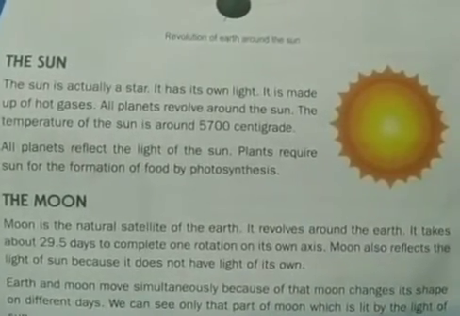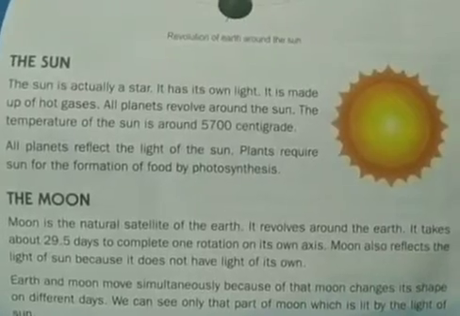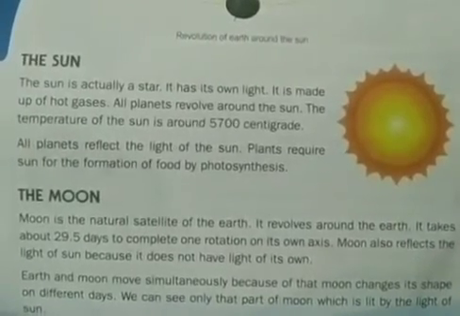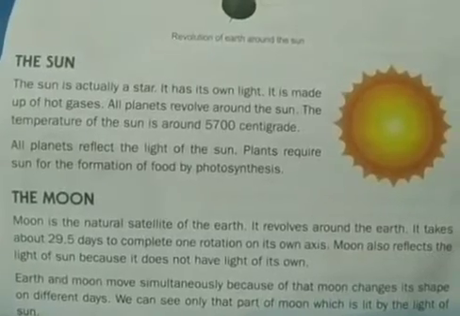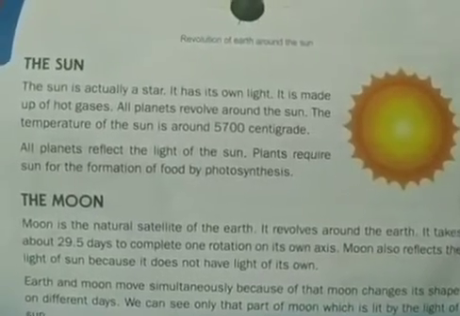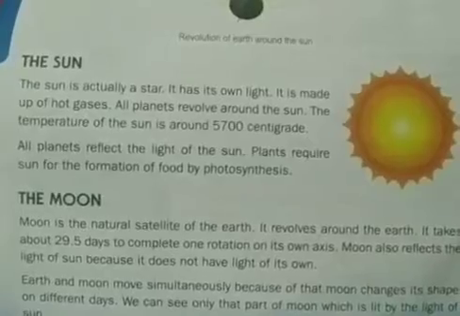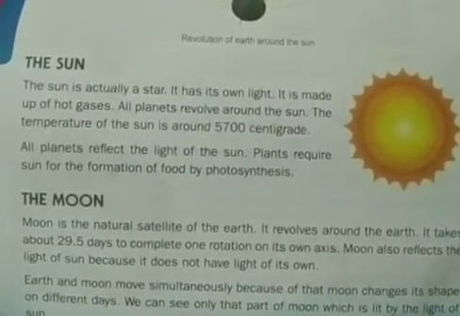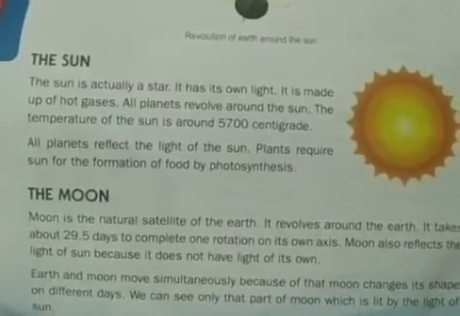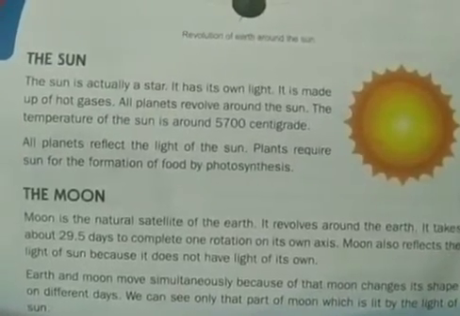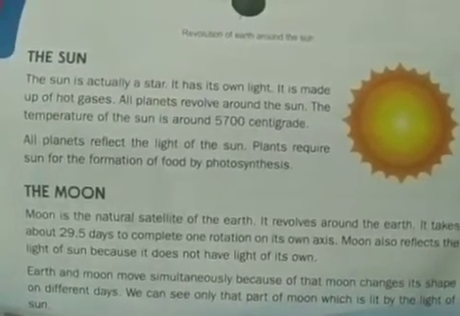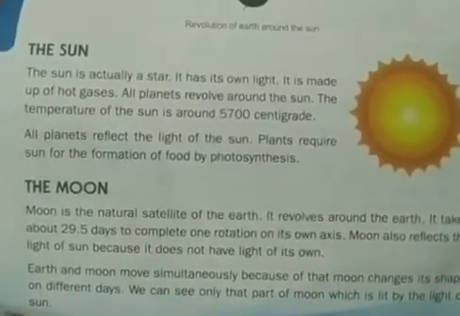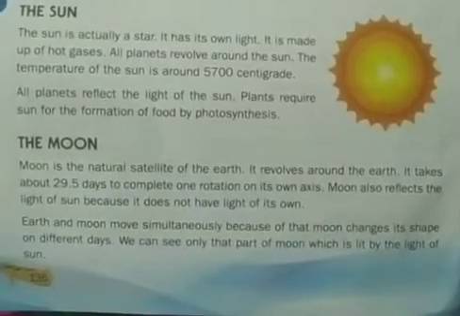We know that no planet has its own light and heat, so from the sun every planet gets its light and heat. So without the sun no life can exist. Okay, and plants form their food with the help of photosynthesis. Okay, and next one is the moon.